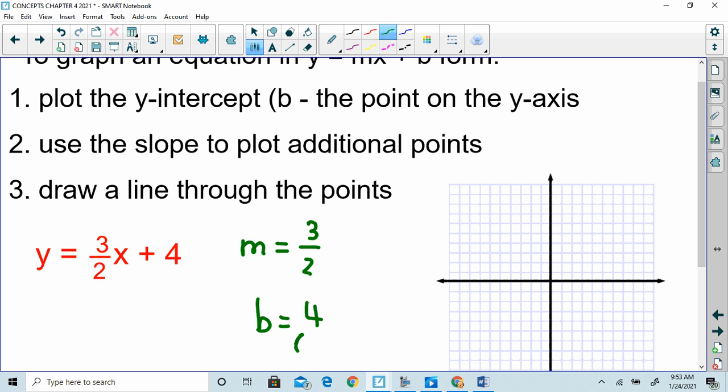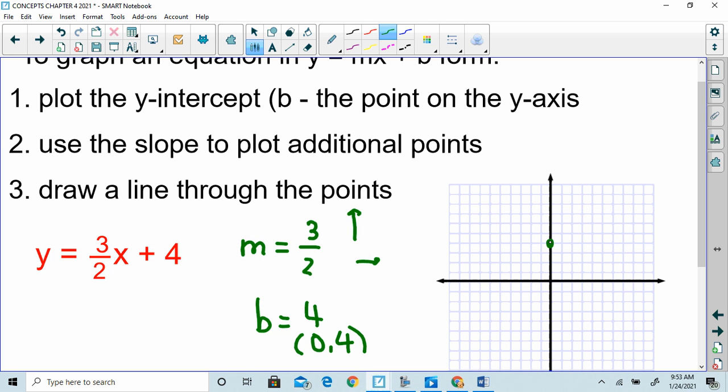Now, a y-intercept, the point on the y-axis, would be (0, 4), which means I start at the origin and I count up 1, 2, 3, 4. It's a point on the y-axis. My slope will give me my second point. Now, slope is constant, so I can put as many points as I want, but we only need 2.